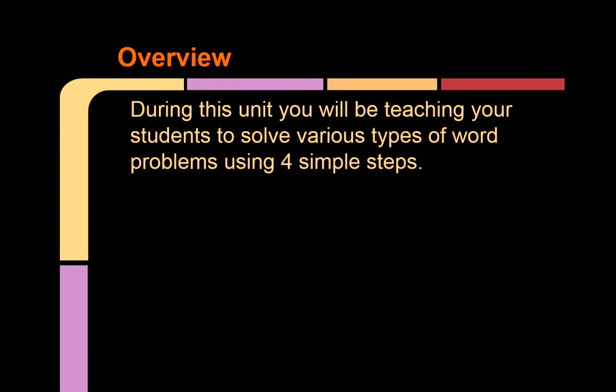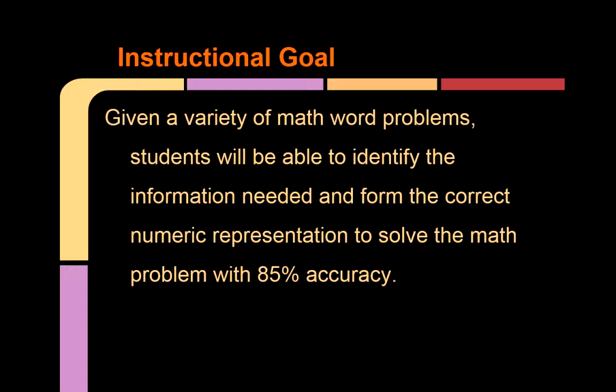Overview. During this unit, you will be teaching your students to solve various types of word problems using 4 simple steps. The instructional goal for this unit is, given a variety of math word problems, students will be able to identify the information needed and form the correct numeric representation to solve the math problem with 85% accuracy. This is the overall unit instructional goal. Each day's lesson will also have its own instructional goal.